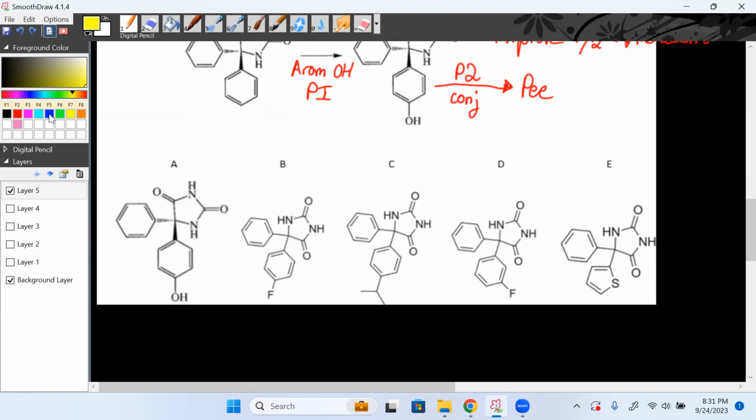Why would A not really improve metabolism? What can happen to structure A that is different than the original phenytoin? Yeah, this goes directly through phase 2. If I can skip phase 1, I'm not making it hang around any longer. In fact, I am increasing the elimination of the drug and increasing metabolism. So putting a very polar group that's easy to conjugate does not improve half-life.